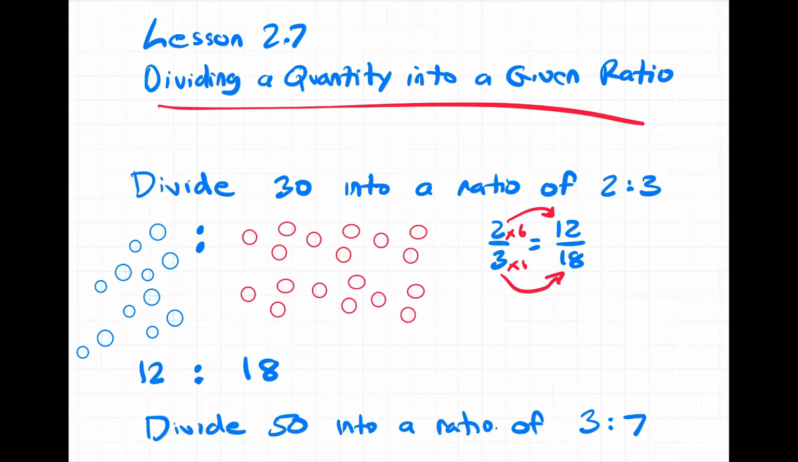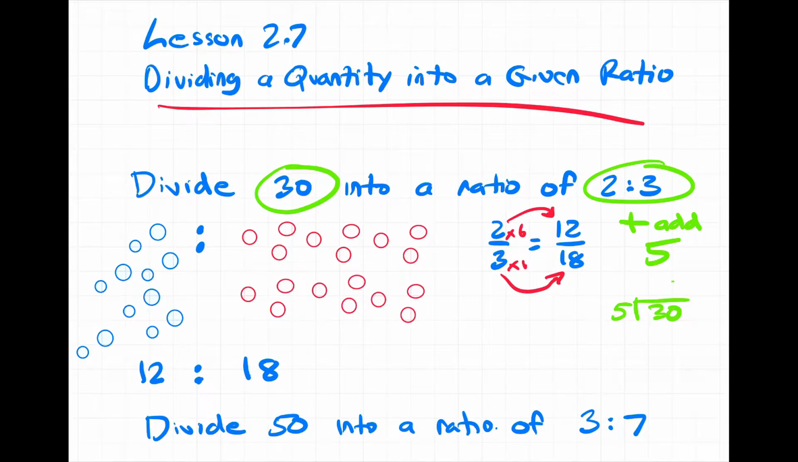Because we don't want to be drawing circles and moving them all around. Well, what you do is you take these two numbers right here, the 2 and the 3, and you add them together. So that is going to be 5. And we're going to take our total number, which is 30, and divide the 5 into the 30. So 5 divides into 30 6 times. So that right there is our magic number that we're going to multiply our initial ratio by in order to get the total number of objects.